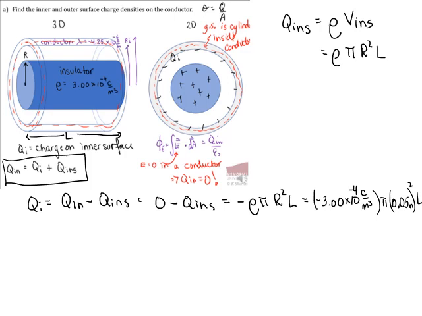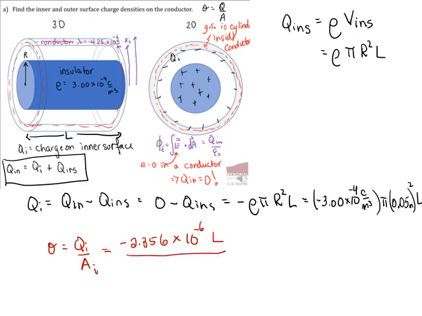I'm asked to find the charge density. My charge density sigma is going to be my charge on the inner surface divided by the area of the inner surface. Here's where this L is going to get taken care of. So my charge on the inner surface, if we work this out on our calculator, is minus 2.356 times 10 to the minus 6 times L.